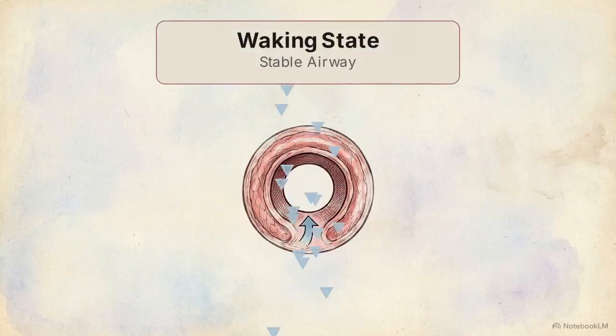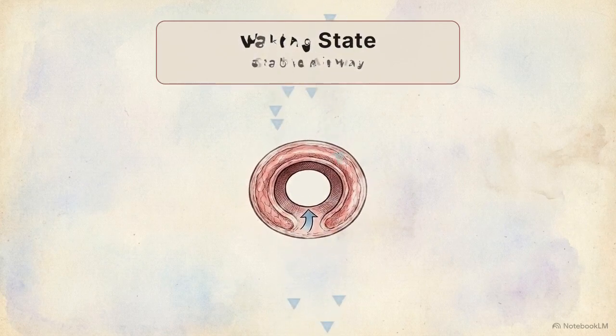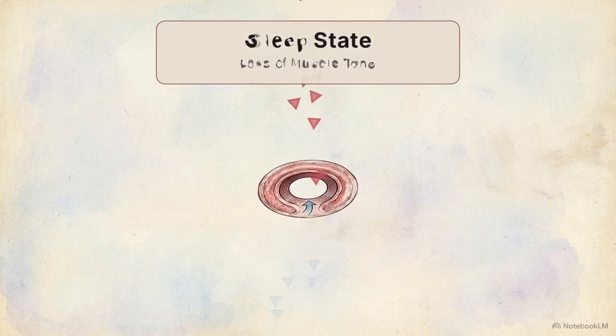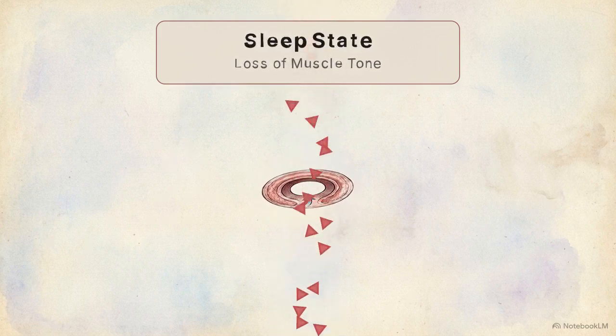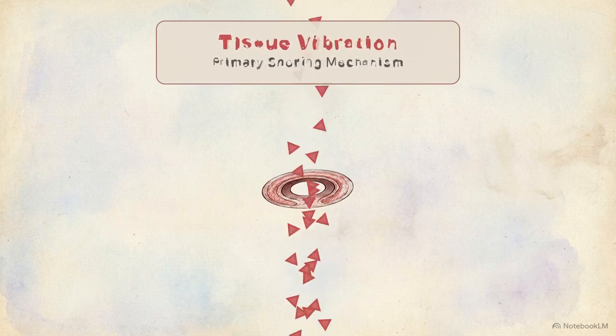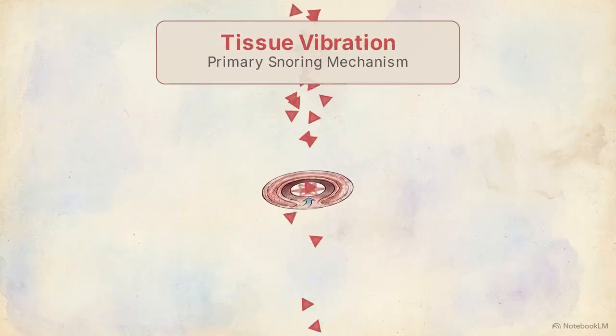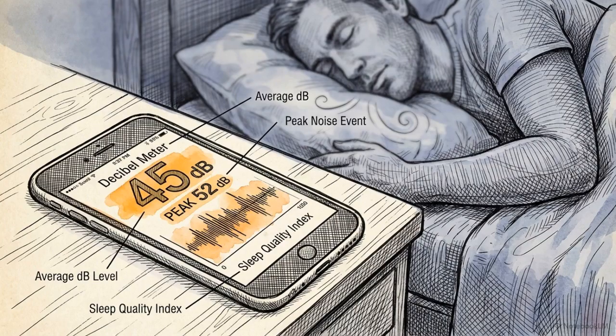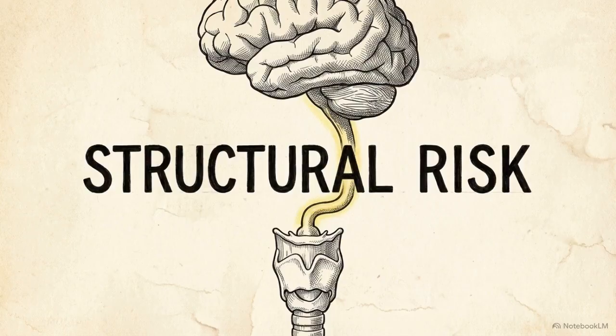This cross-section shows how loss of muscle tone affects the airway. A rigid, circular waking passage compresses inward into a collapsible, irregular oval. As diameter shrinks, airflow resistance increases. Air forcing through this narrowed space causes soft edges to rapidly vibrate. This soft tissue collapsibility worsens progressively during the deeper stages of sleep, directly correlating to louder acoustic volumes. Primary snoring is an anatomical vulnerability directly unmasked by the neurological state of sleep.